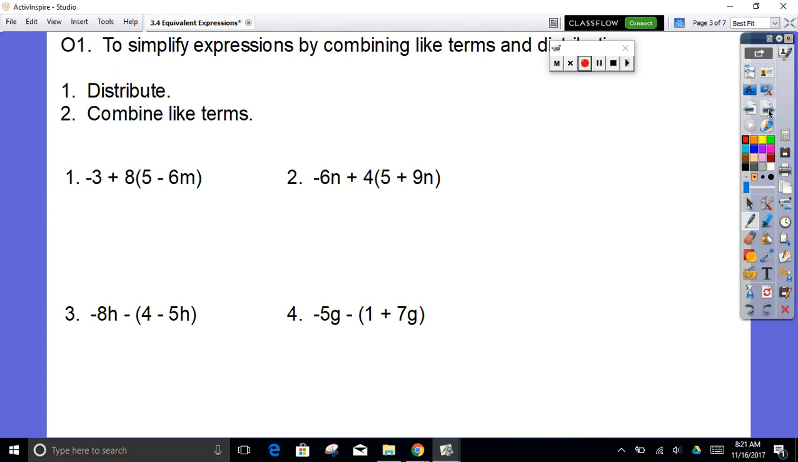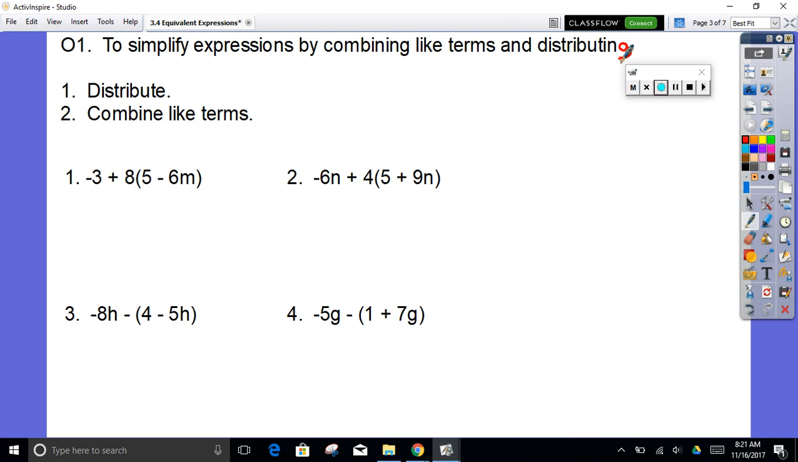Okay, when we simplify expressions by combining like terms and distributing, and I see I am missing the letter G in the word distributing, so if you have a little OCD tendency like me, add that G up there. All right, so the first thing you want to do is do your distributing first, then combine like terms. So distributing always comes first, then you combine like terms.